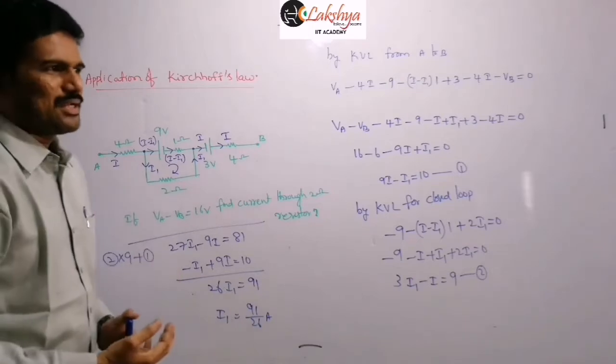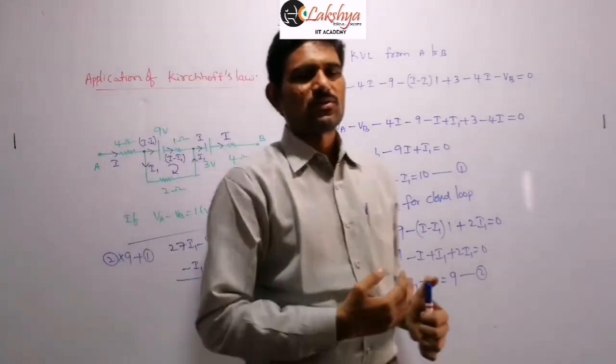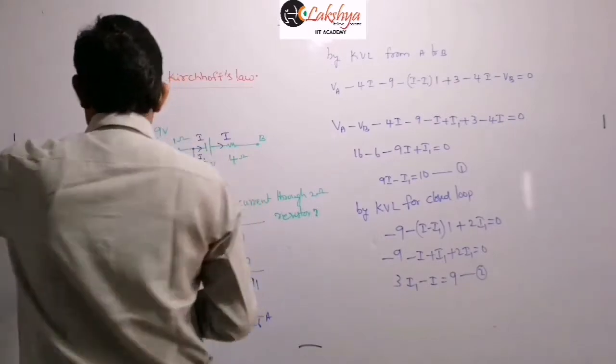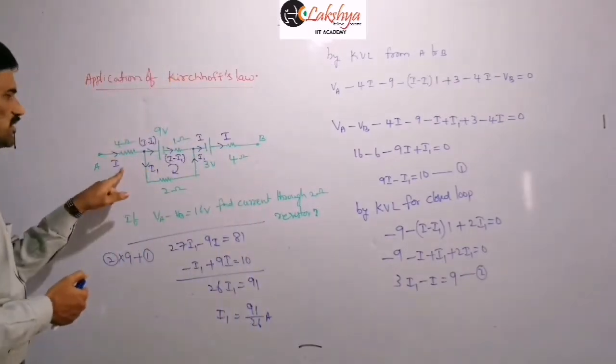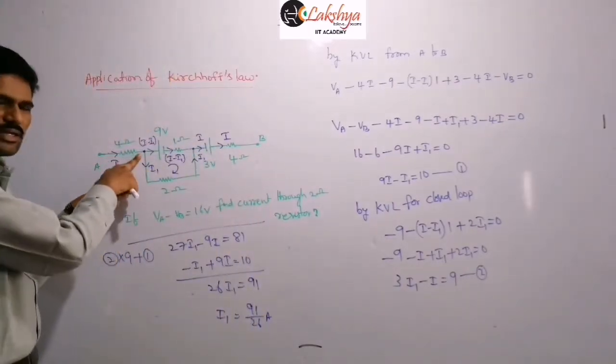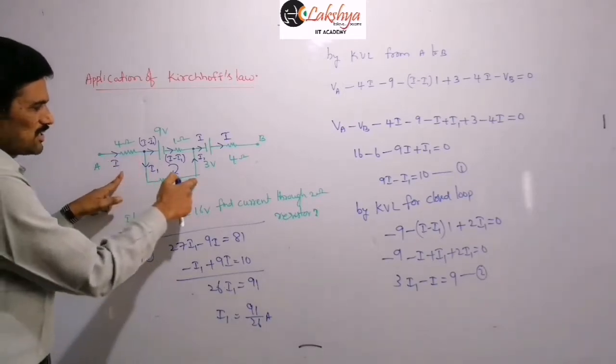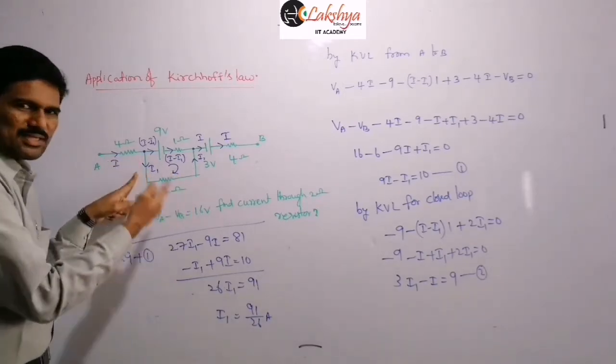Here the current distribution is not given, so first we need to assume the current. I am taking I as the current flowing here, then at the junction the current divides. So I am assuming I1 is the current flowing like this. I1 is the current flowing through this 2 ohm resistor, so we need to find this I1 value.